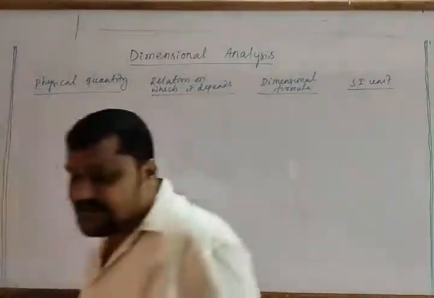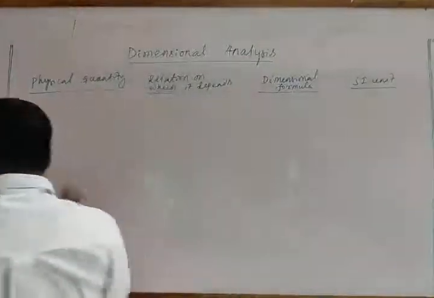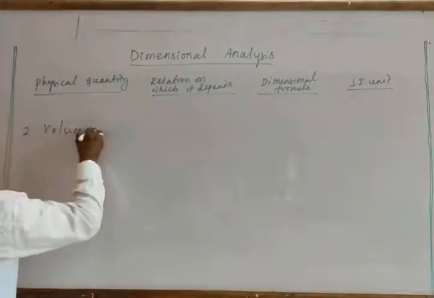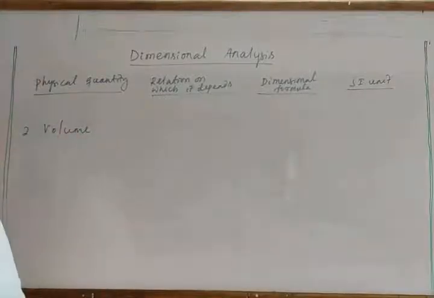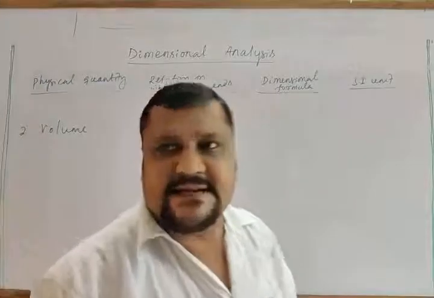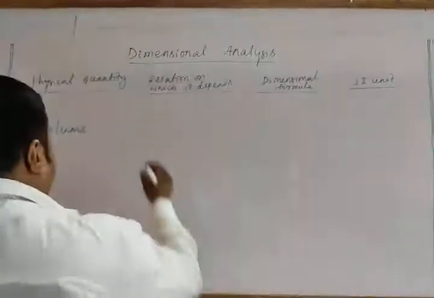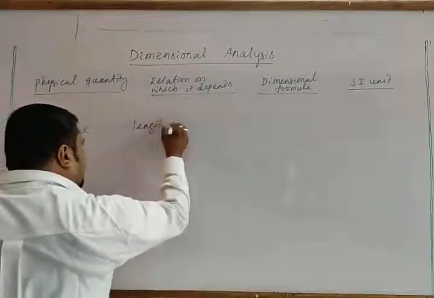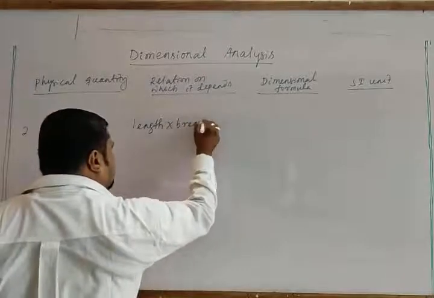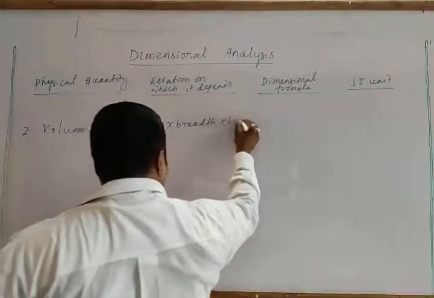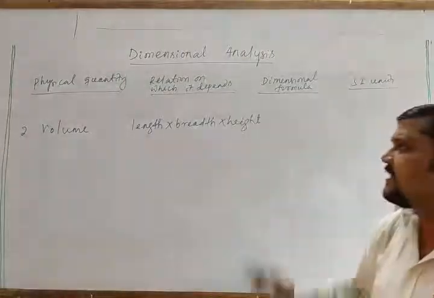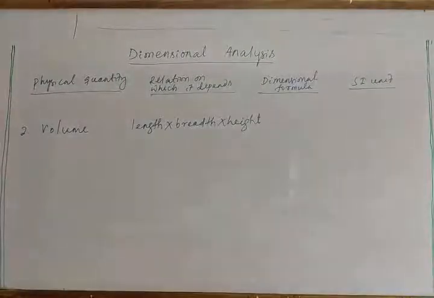And next is another physical quantity. Let me go for the volume. As you know, volume is the multiplication of 3 lengths, right? So I will write the formula for this volume: length, breadth into height. What is length, breadth and height? So we are measuring the 3 lengths. Clear?